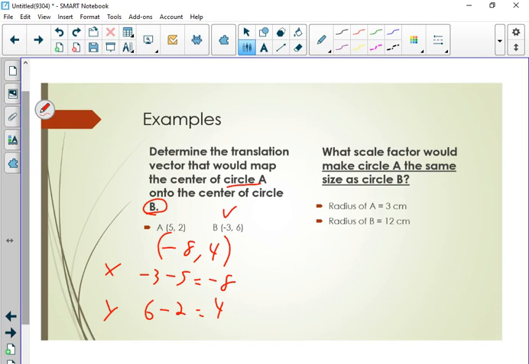All right? Now, over here, what scale factor would make circle A the same size as B? So remember, we're making A into B. So B is our final answer, our final figure. So that one always goes on top, and the original one on the bottom. So 12 divided by 3 is 4. So it's a scale factor of 4. Because remember, we're trying to make A into B, so we're going to have to multiply by 4 to make it bigger.